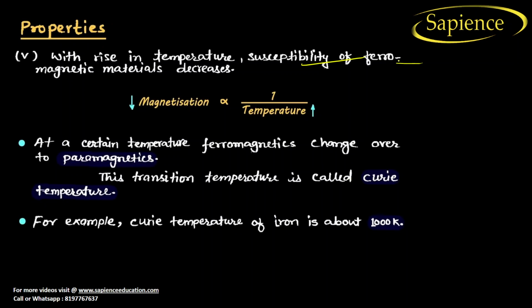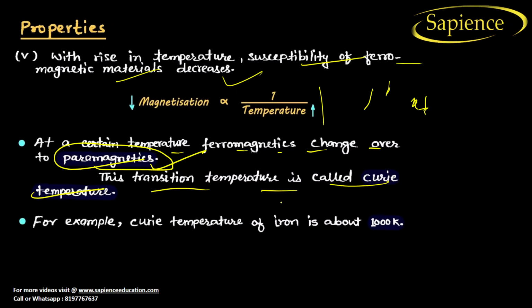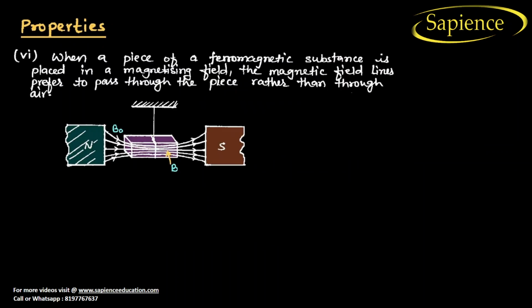With the rise in temperature, the susceptibility of a ferromagnetic material decreases. So we can use this. At a certain temperature, ferromagnetism changes over to paramagnetism. You know that when you increase temperature, susceptibility will decrease. So at a certain temperature, it will behave as a paramagnetic material. And this transition temperature is called the Curie temperature. It means that the temperature at which a ferromagnetic material changes over to paramagnetic is known as the Curie temperature. The Curie temperature of iron is about 1000 Kelvin.